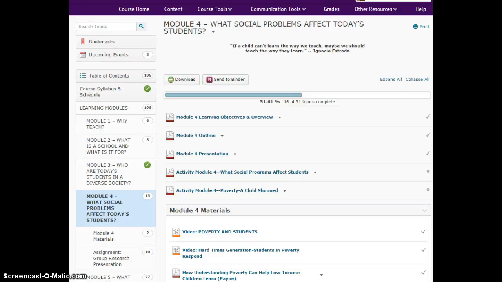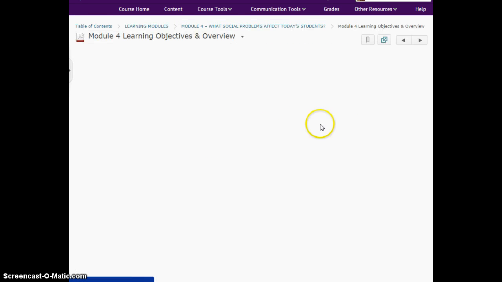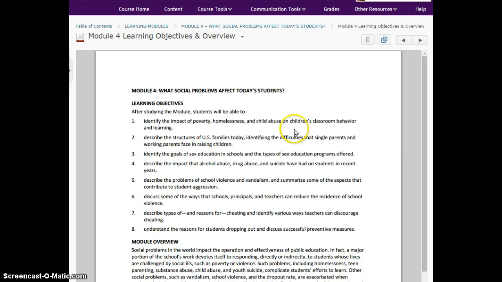Hello, this is an overview of Module 4 materials. In this module, we're covering issues related to the social problems that affect today's students. And as you can see, some of the objectives involve looking at the issue of socioeconomic status, especially poverty, and the effects that it has on students.